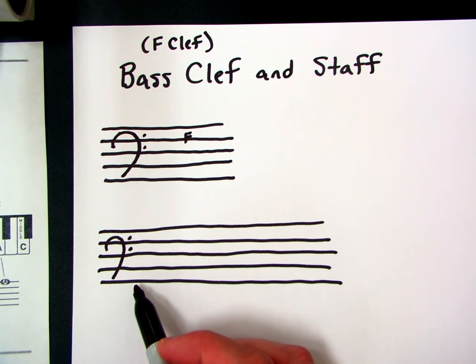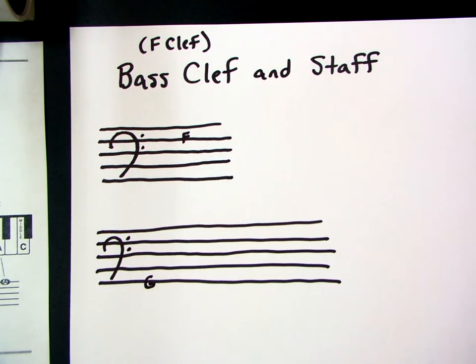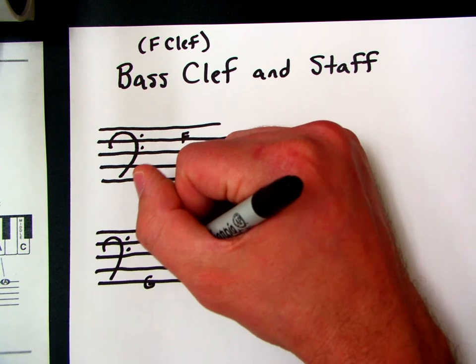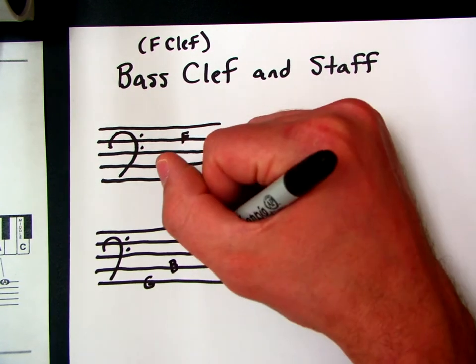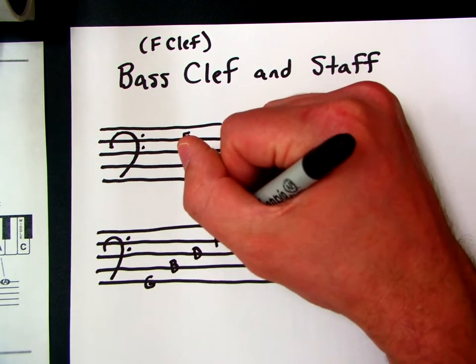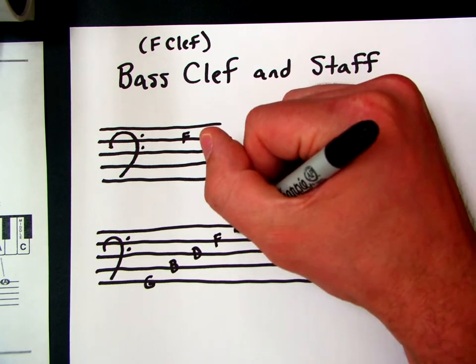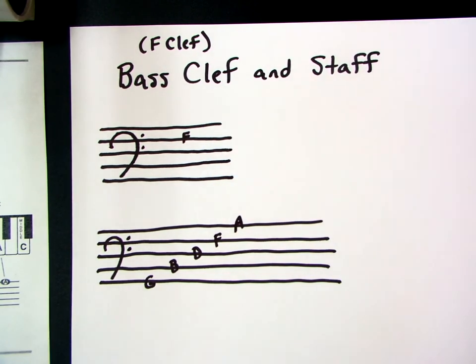Line number 1, when we're talking about bass clef, is G. Line 2, B, as in boy. D, for line number 3. F, now we know that one, right, from up here. They're the same. And then our top line is the note A.